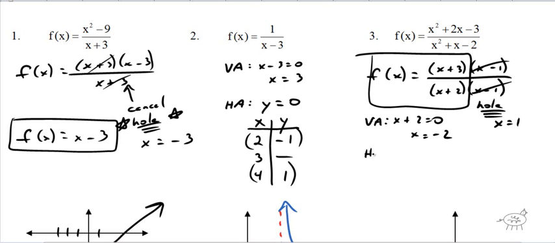And then horizontal asymptote, remember, if the degree is the same on the top and the bottom, you just use the coefficients. So you see the coefficients are basically 1 and 1, so it's y equals 1. If it was 2x plus 3 over x plus 2, that would be 2x over x, or just 2. It would be y equals 2. So that's two important things that you have here.